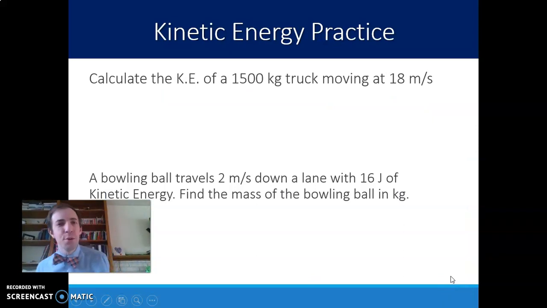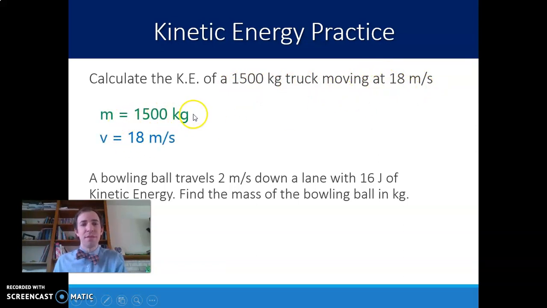So if I wanted to use this in a calculation, using that equation is pretty straightforward. If I wanted to calculate the kinetic energy of a truck that's 1,500 kilograms, that's moving at 18 meters per second, first, I can define these two different numbers. 1,500 kilograms, that is the mass. 18 meters per second, that is the velocity. And of course, my equation is 1/2 times the mass times velocity squared.